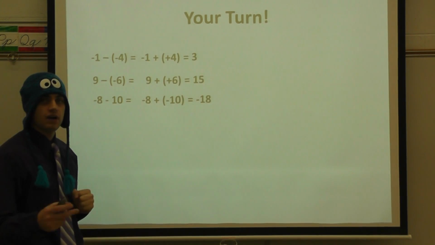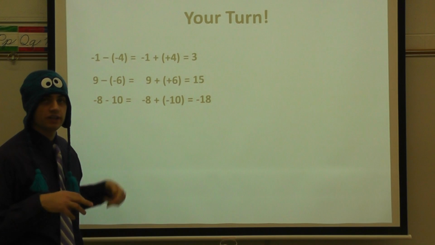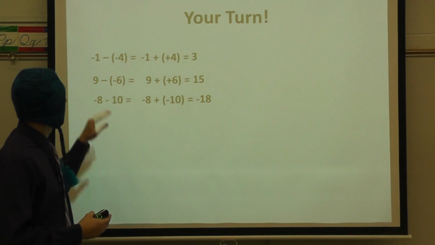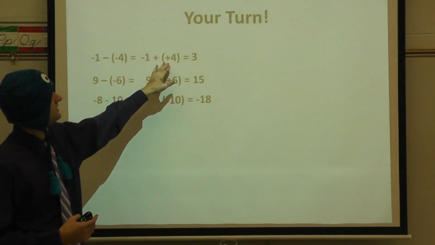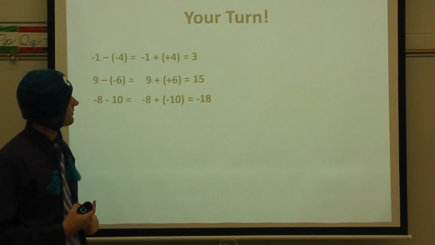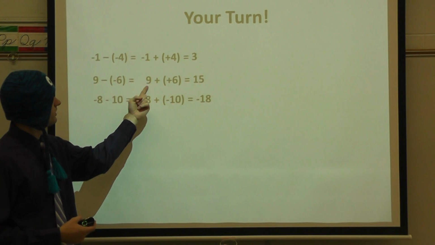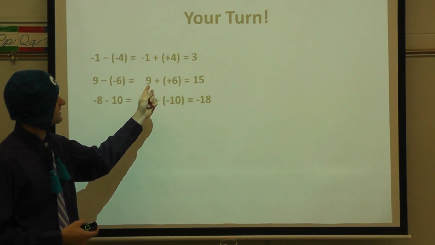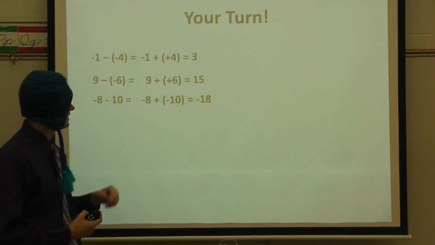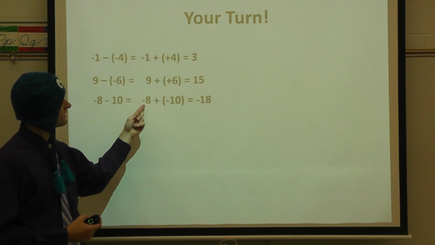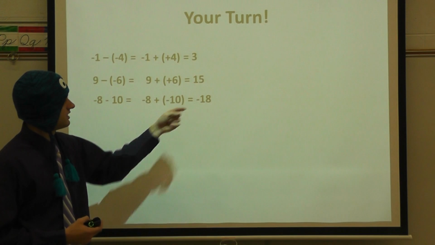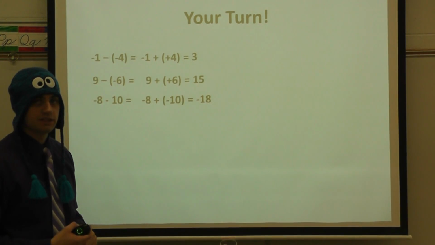All right, when solving these problems, hopefully you guys followed those 4 rules we went over. In this one, you should have rewritten the problem as negative 1 plus a positive 4, which is going to equal a positive 3. And our second one, you should have rewritten as 9 plus a positive 6, which is a positive 15. And lastly, negative 8 minus 10 should be written as negative 8 plus a negative 10, which equals a negative 18.